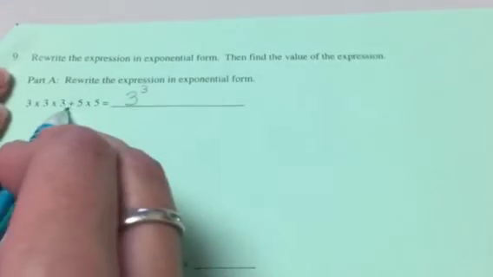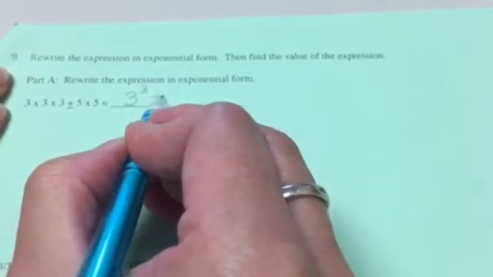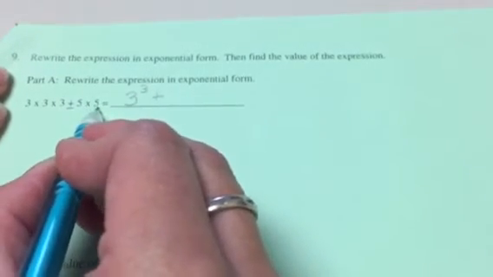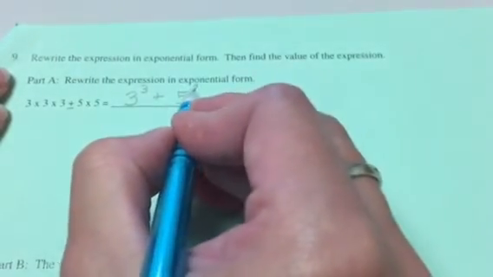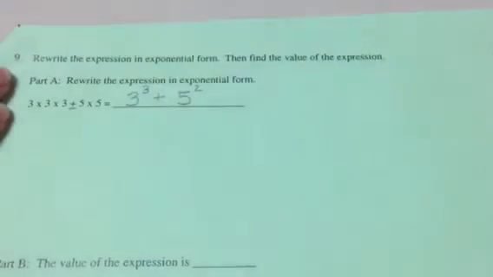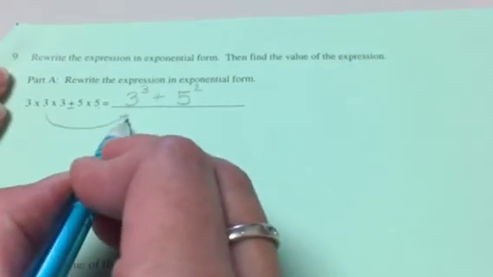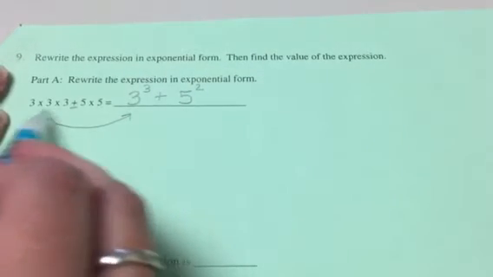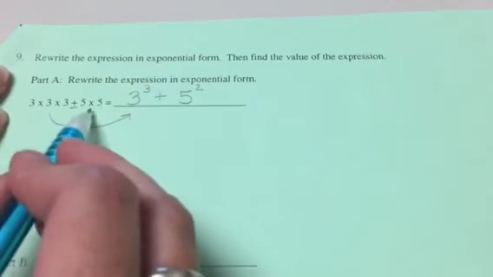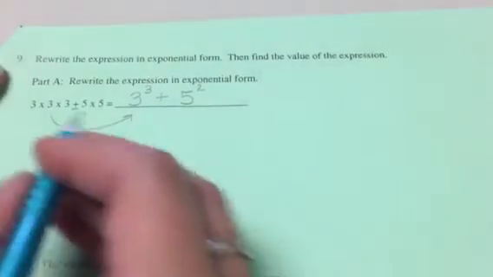3 to the 3rd. Then there's a plus sign, and then I see 5 times 5, so my base is 5, and my bossy exponent told me to write it 2 times. So that's changing it into exponential form. Now they want the value. So the value of it is to actually multiply this out and add and figure out what the value is.